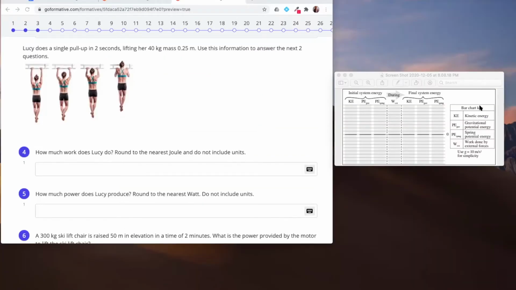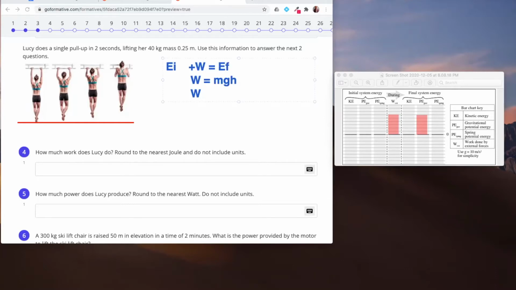So for number four, I'm going to use a tool that you should be very familiar with at this point, energy bar graphs. At the bottom, we're assuming that Lucy is at the reference line. We're assuming that she is not above the ground. We're assuming that reference line is 0. So there's 0 gravitational, 0 kinetic, and 0 spring in her first picture. But by the last picture, she's gained gravitational potential energy. And since work added that energy to the system, she must have done positive work. And those values should be equal.